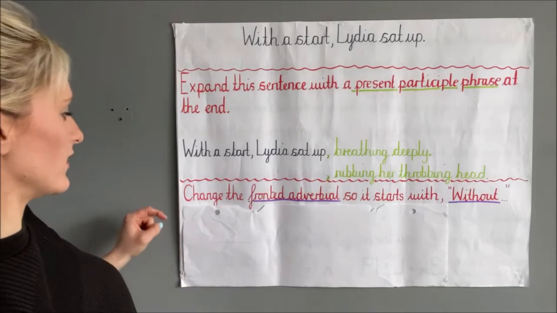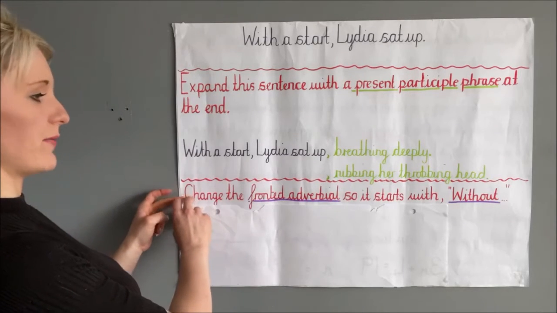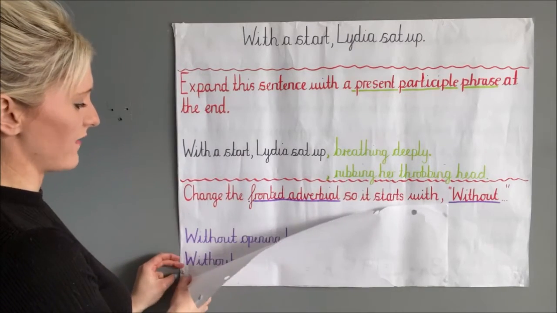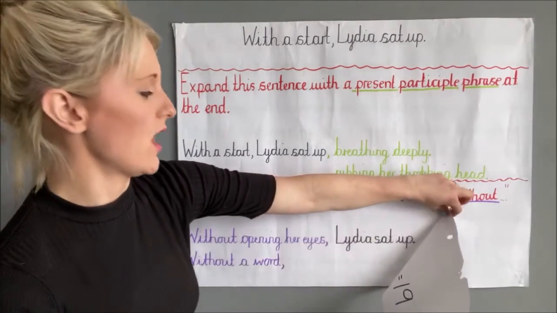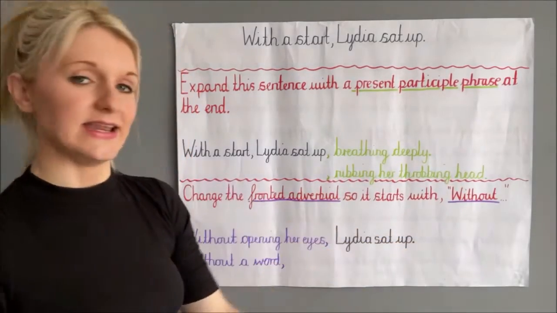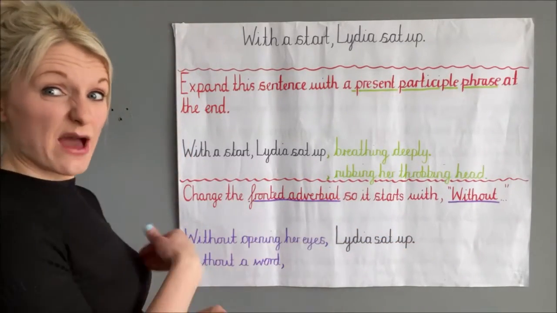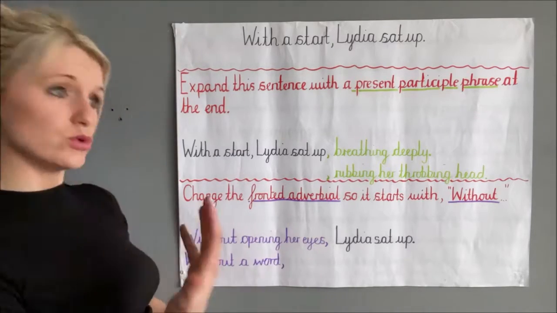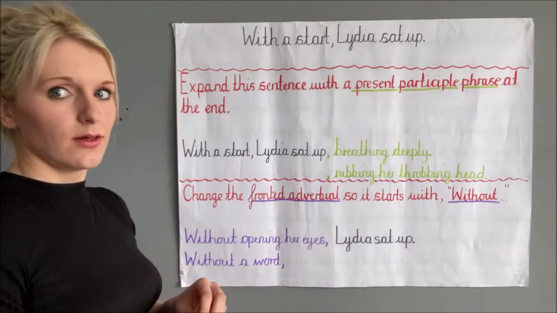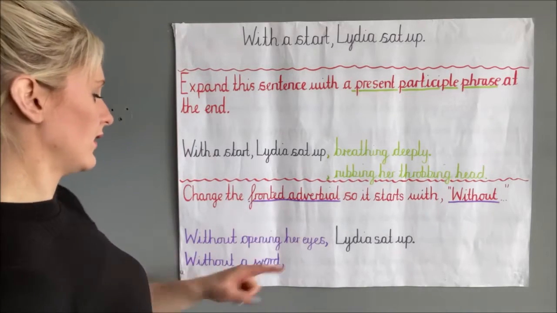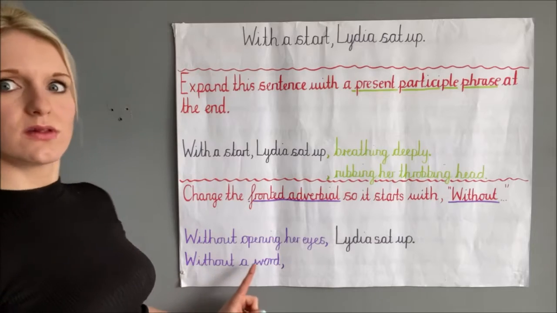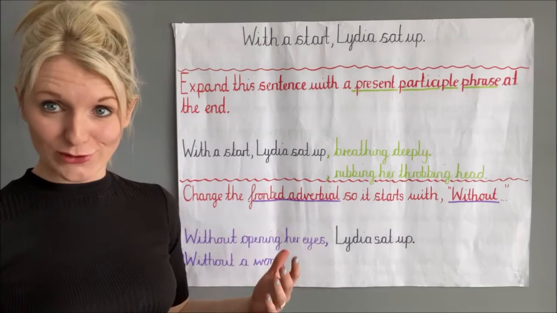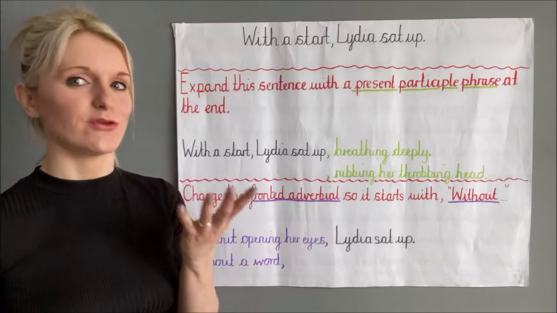And then for this one, changing the fronted adverbial. So it's going to start with "without" instead of "with". And I have said, without opening her eyes, Lydia sat up. So it might be "without" and then something she didn't do. So without opening her eyes, without looking around, without taking a moment. Then this one, I've said without a word. So she's done it silently. So if you haven't had a go, now you've seen my examples, then have a go now.